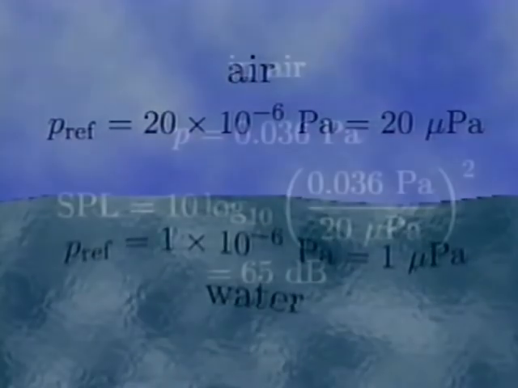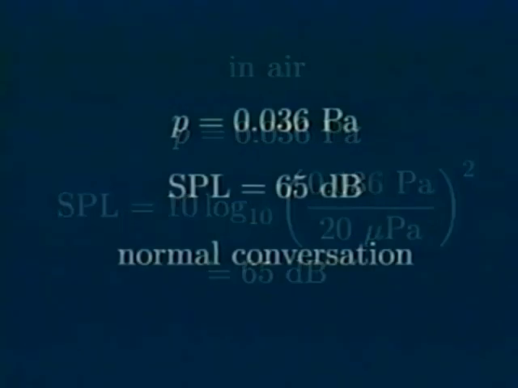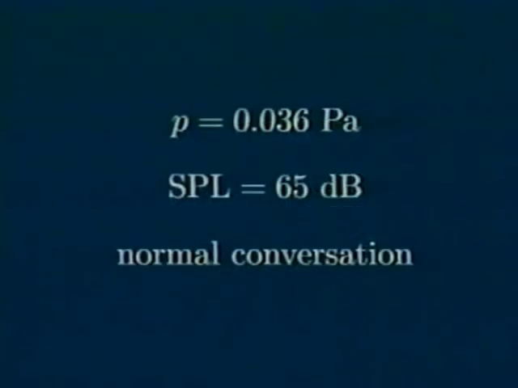To get an idea of how pressure and sound pressure level relate, here is an example calculation where air is the supporting medium. We have an acoustic pressure level of 0.036 pascals. The sound pressure level is then calculated to be about 65 decibels. This is the approximate sound pressure level for normal conversation.